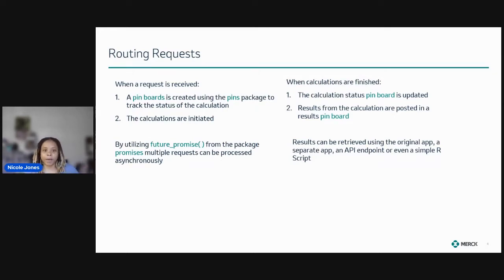One nice feature about pins is that it's really accessible and a really easy way to share data. So these results can be retrieved either using the original app directly, creating a separate app to track anything going on in your pin board, creating an API endpoint so you can route your request through your API, or even just writing a simple R script to grab the data from this pin.